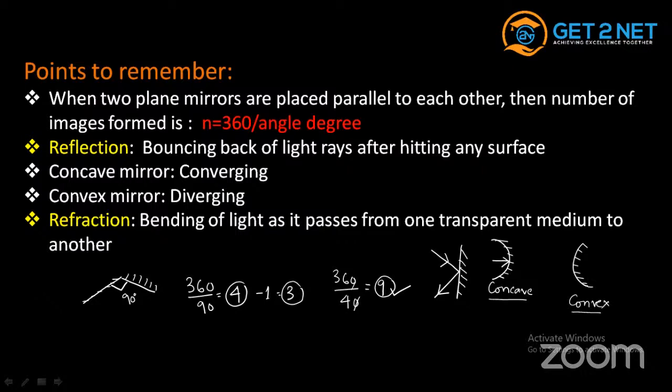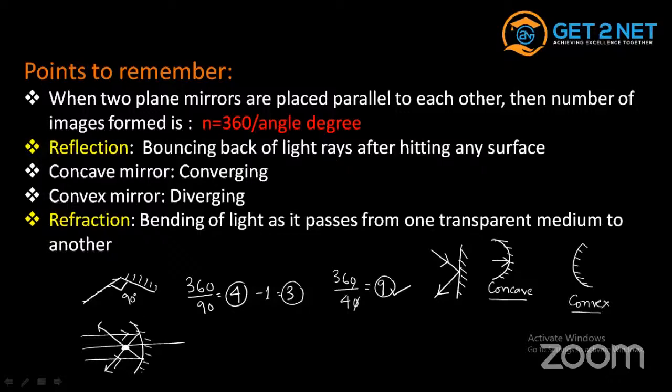Okay. Converging means when the light rays are getting reflected. That means if we are taking the concave mirror. This is the concave mirror. So when there are different parallel light rays coming in this direction, then when they are reflected, they will come back. So in this case, they are converging. At this point, they are meeting one another. So that's why it is a converging mirror.